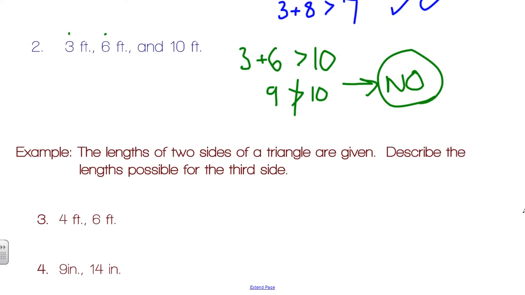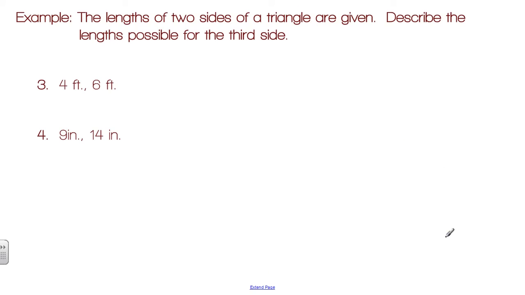Okay, second type of example. It says the lengths of two sides of a triangle are given. Describe the lengths possible for the third side. All right, so they give us two sides. They want us to say, what could a possible third side be? And we're not going to list every single possible value. What we're going to do is give a range of values that it could be. So if we start off by adding the two like we did just then, 4 plus 6 is 10.